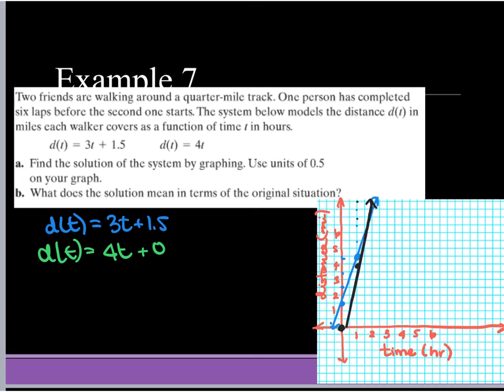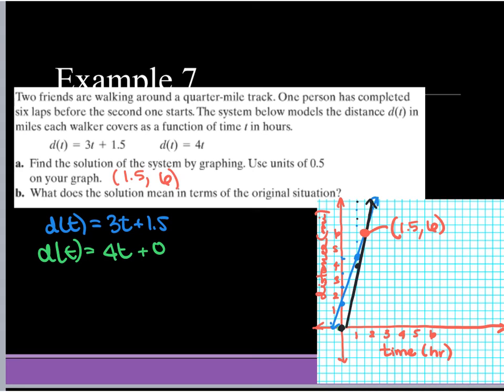So when I graph these, my solution point is going to fall right here. Now this right here, if I go down to my x-axis, this is 1.5 and 6 on my y-axis. So this is the solution. So for part A, I have 1.5 and 6.